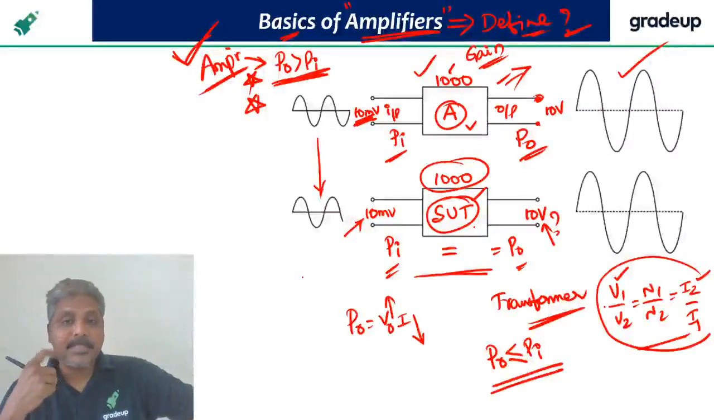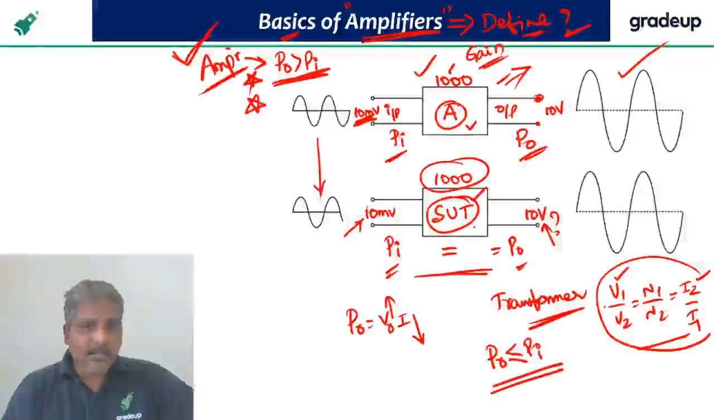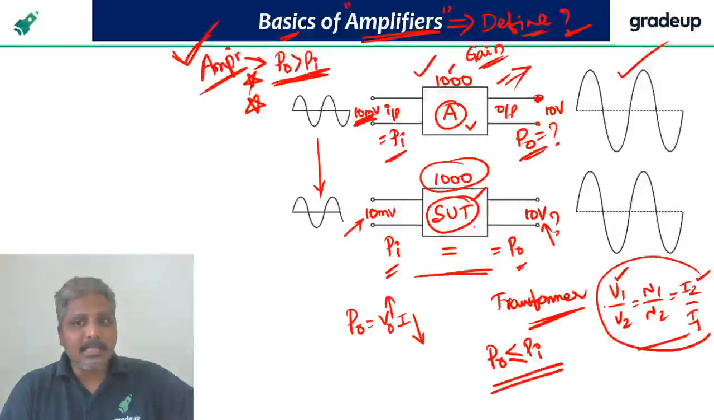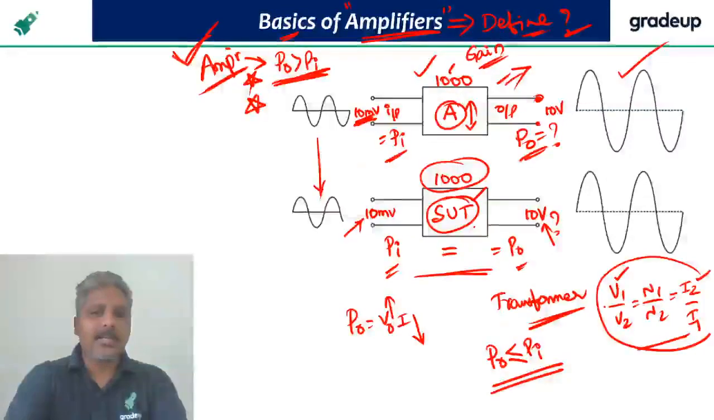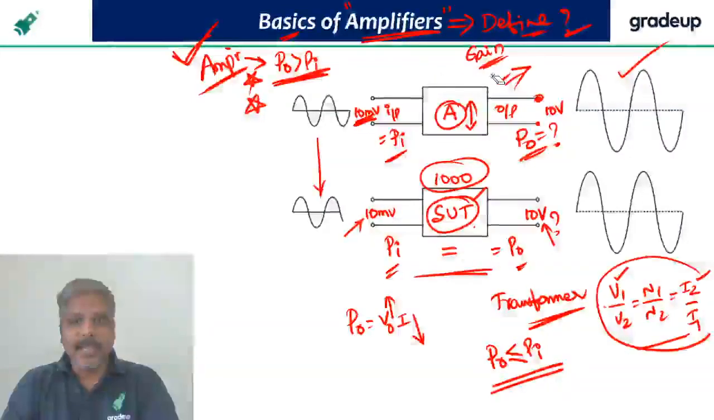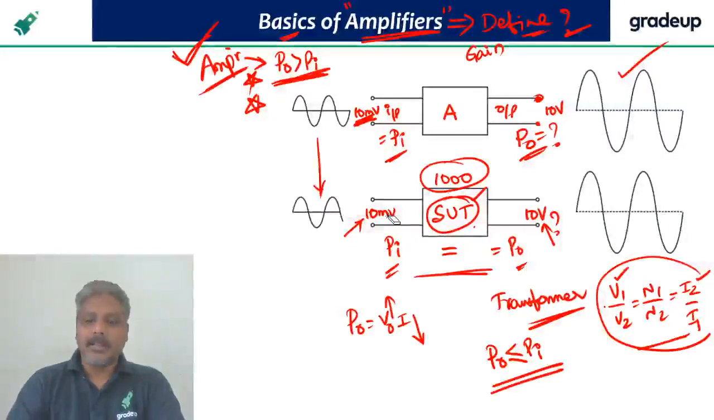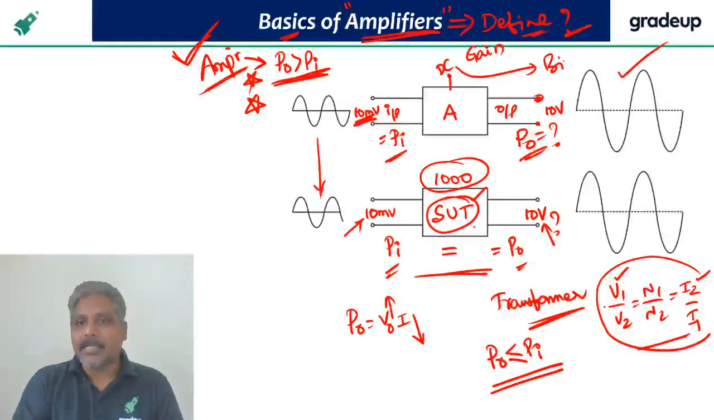Then you may have a question: sir, when I apply a very small input power, how am I going to get larger power? From where is that extra power coming? Is the amplifier generating the power? No, not at all. An amplifier cannot generate power. So from where am I getting this extra power? That is the DC power we supplied. We call it biasing.